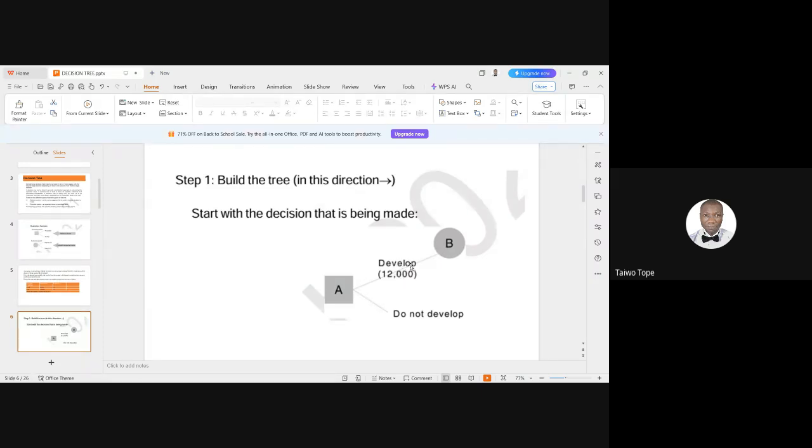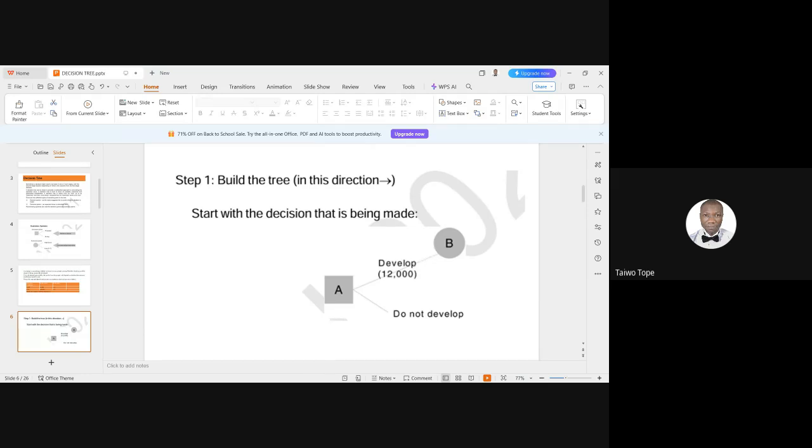12,000. You can see it in brackets, 12,000 naira. If you do not develop, you incur what? 0. You incur 0 value. So you want to know, is it worthwhile to invest or not to invest? Now, if you should develop, what will be the outcome? The two outcomes that might likely result.